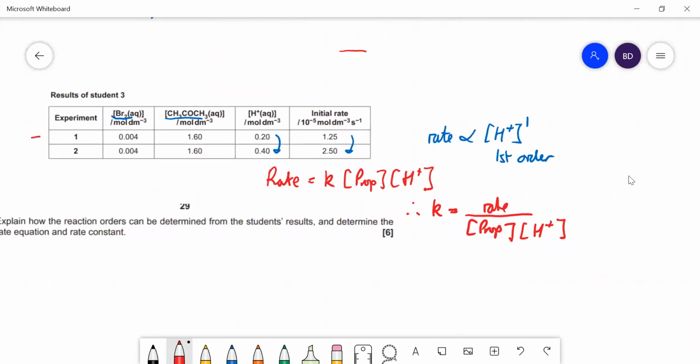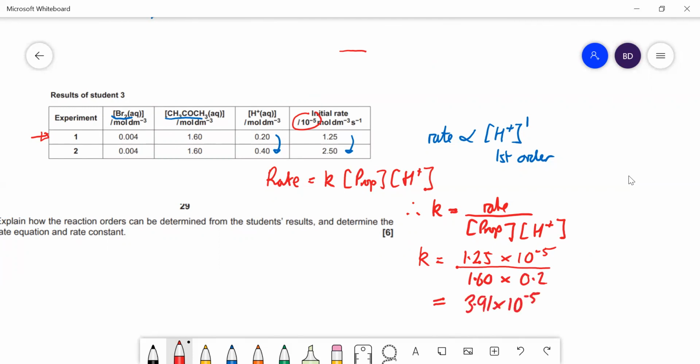So we can use either experiment 1 or 2. I'm going to use experiment 1. So the rate constant is equal to the rate, which is 1.25 times 10 to the minus 5. Don't forget that up there. Mole per decimeter cubed per second. The concentration of propanone is 1.6 to the power of 1. And the concentration of H plus is 0.2. So work out the value for that, and we get 3.91 times 10 to the minus 5.